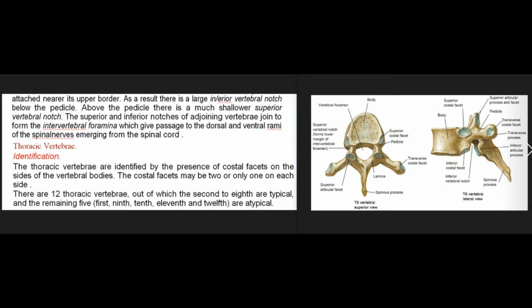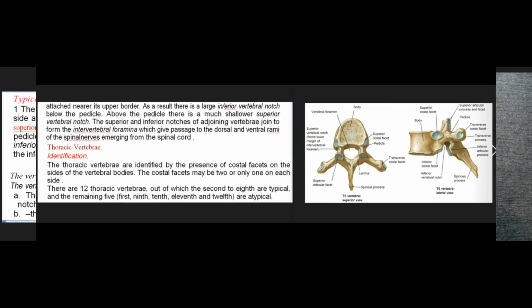Thoracic vertebrae. Identification. The thoracic vertebrae are identified by the presence of costal facets on the sides of the vertebral bodies. The costal facets may be two or only one on each side. There are 12 thoracic vertebrae, out of which the 2nd to 8th are typical, and the remaining 5, the 1st, 9th, 10th, 11th, and 12th, are atypical.